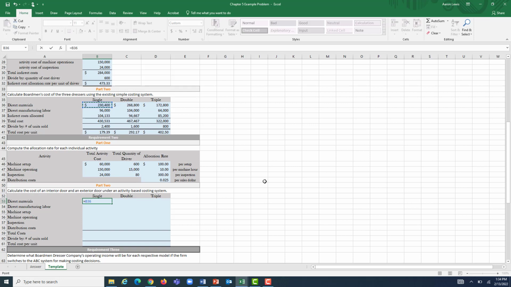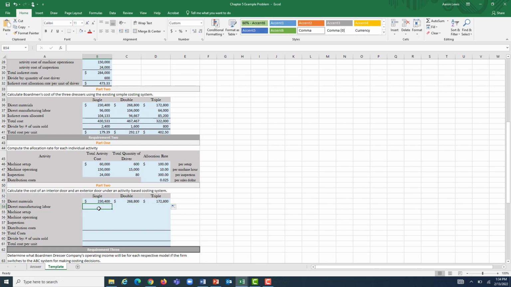We have a system in place to track those. So the materials cost for a single is still going to be $230,400, just like it was above. The materials cost for producing double dressers is going to be $268,800, like it was above. And the material cost for triple dressers is still going to be $178,800, like it was above.